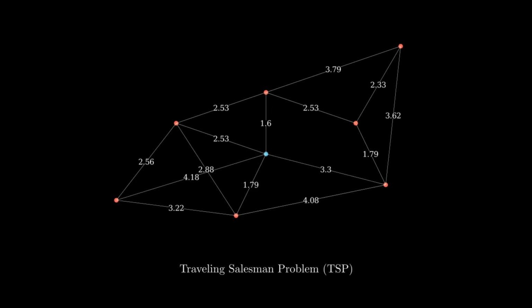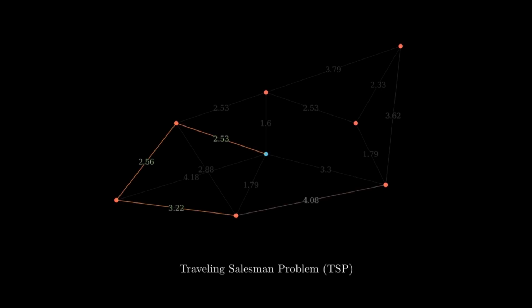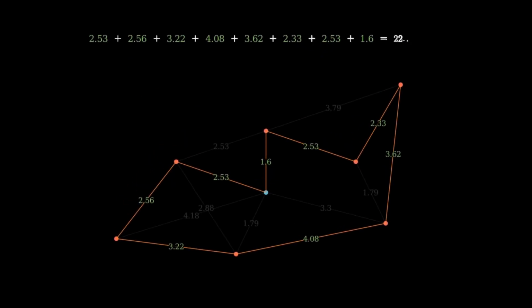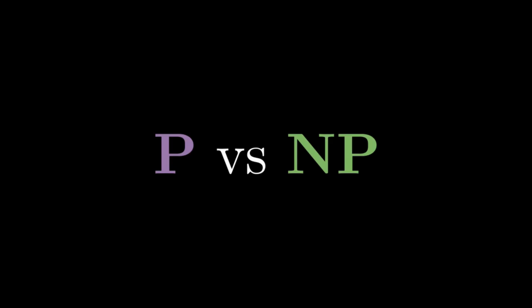What's interesting though is that any potential solution to a given instance of the TSP can be checked very quickly. All we have to do is find the total length of the proposed path and check if it's less than the maximum allowed distance. Questions like these form the basis of the P versus NP problem, which is considered by many to be the most important unsolved problem in computer science.